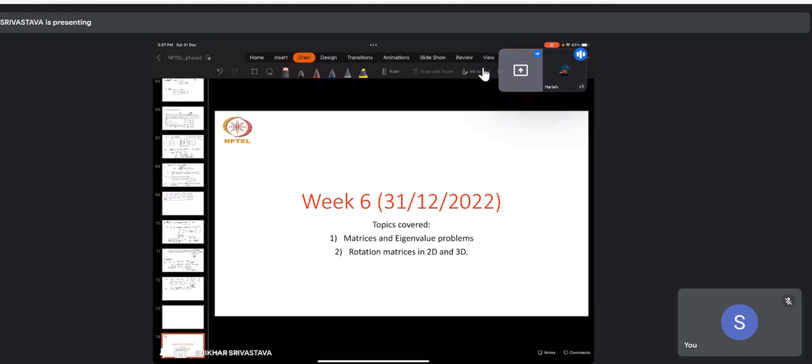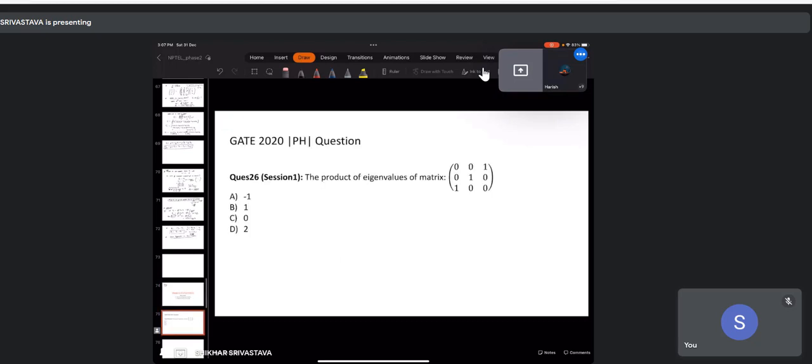Matrices and eigenvalue problem. I will be solving GATE questions, only 5 to 6 GATE questions, which will cover these two topics broadly. Many of you must already be familiar with these two things, but still, it's good to go through this. So the first question which we will be solving today is the question that appeared in GATE 2020, question number 26.